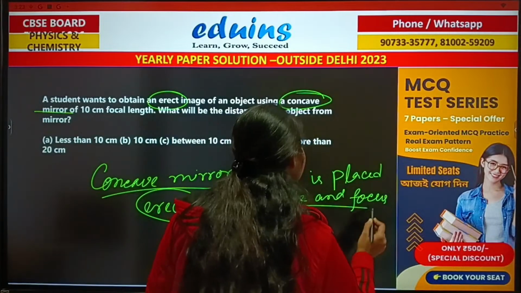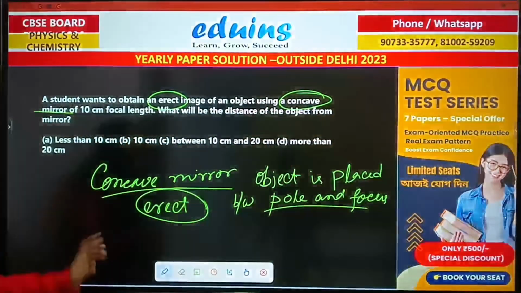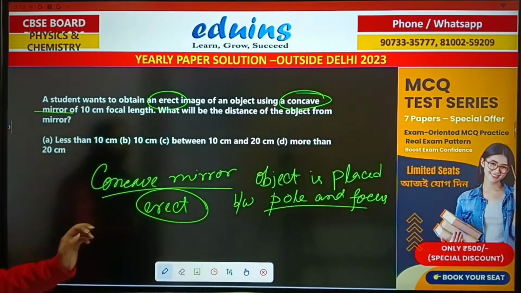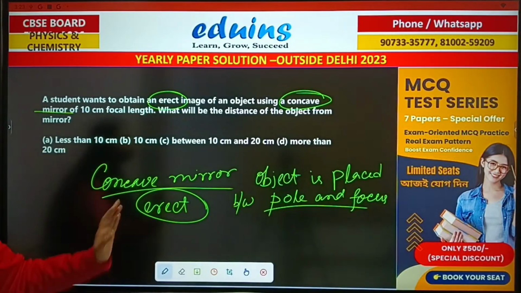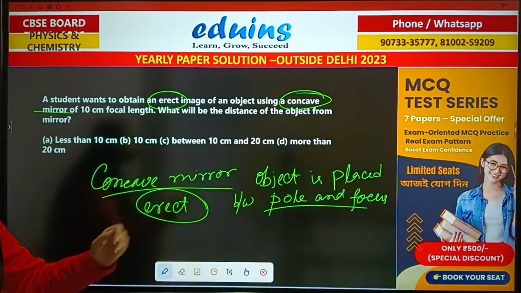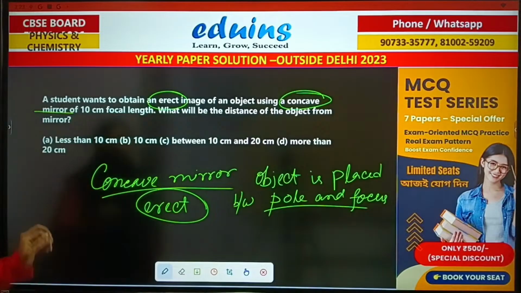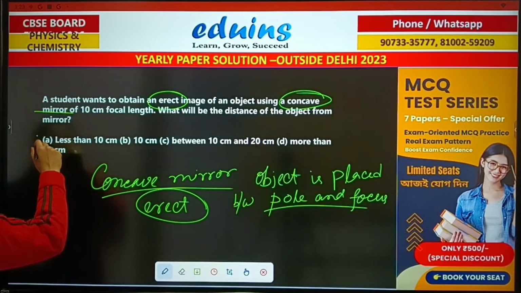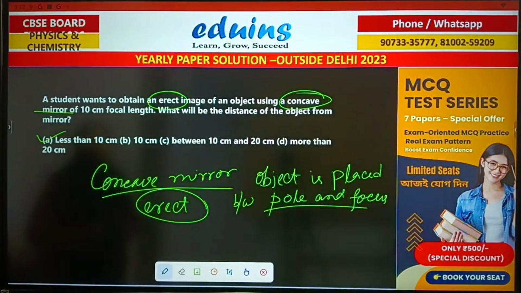So we have to put the object between the pole and the focus, and we get that the focal length is 10. For this condition between pole and the focus, we have to take less than 10 centimeter. So option A is the correct answer because we have to put the object less than 10 centimeter from the mirror. Then we can get the erect image.